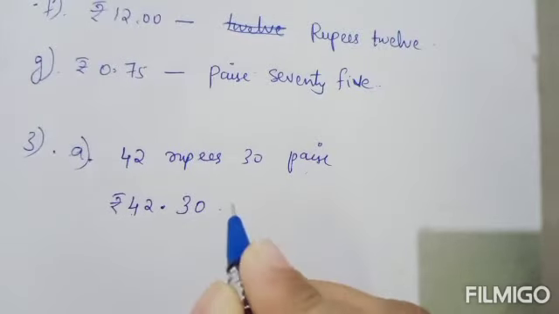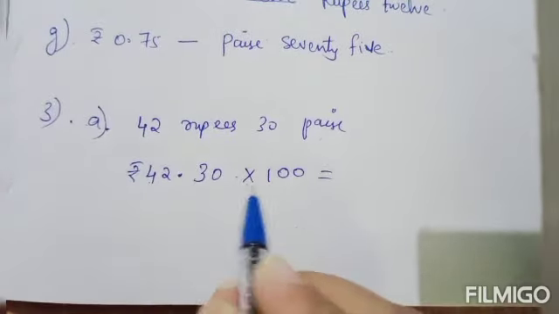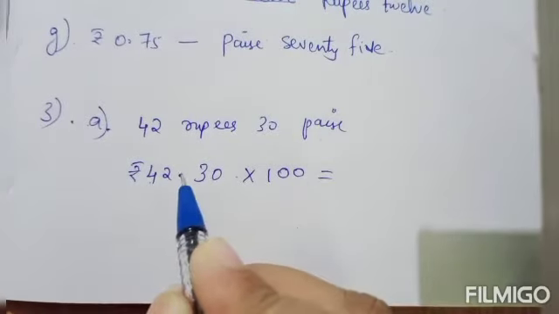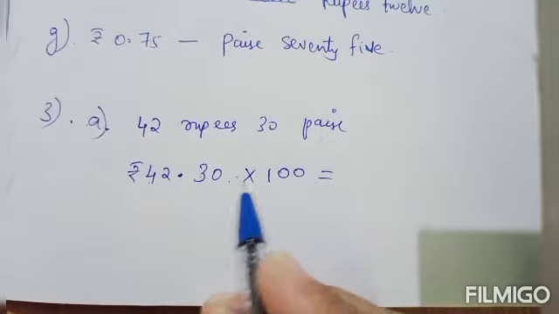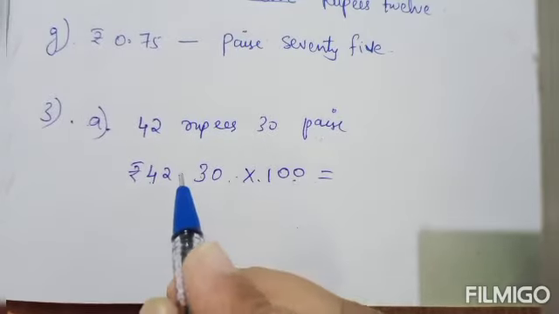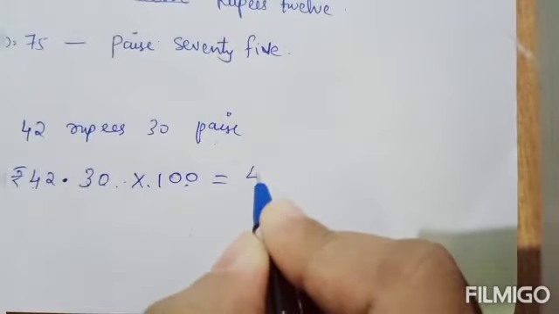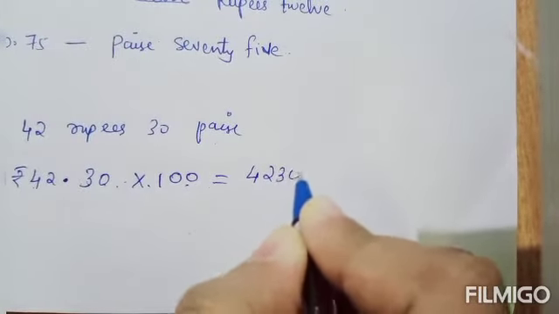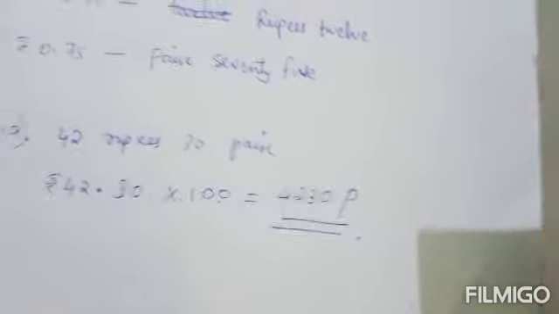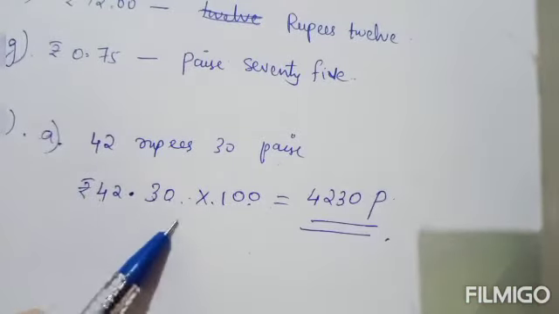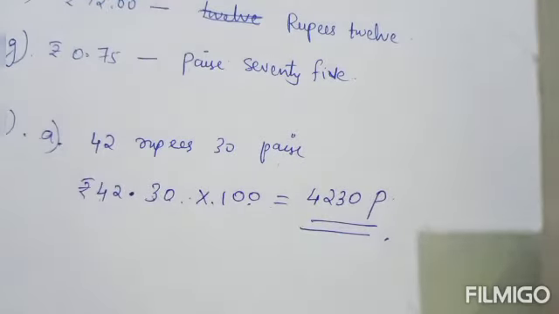So you can multiply by 100. What will you get? 42.30 into 100. Multiplication by 100, the decimal point will move 2 places to the right. So you will get 4230 paise. So this will be the answer. Rupees 42.30 is 4230 paise.